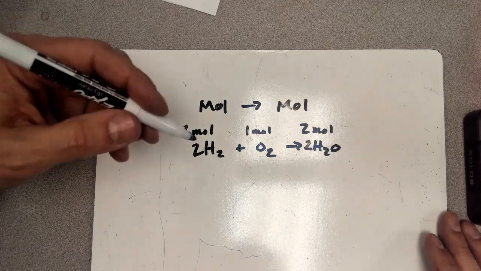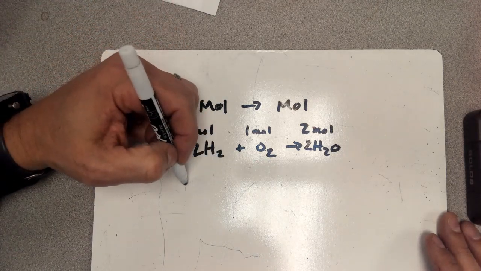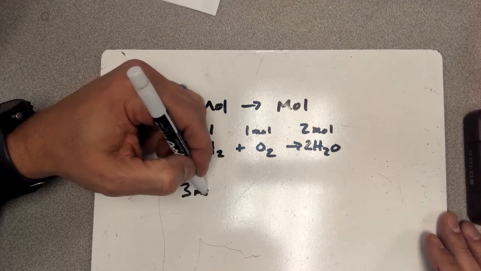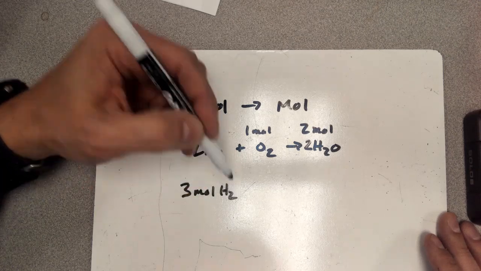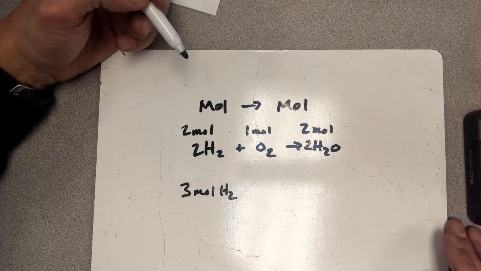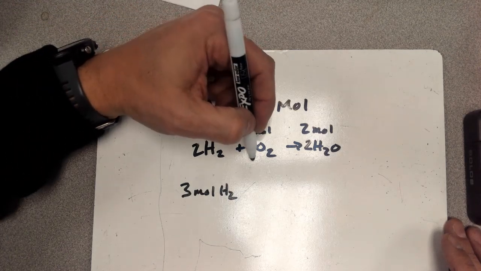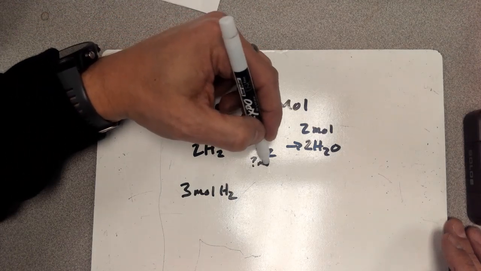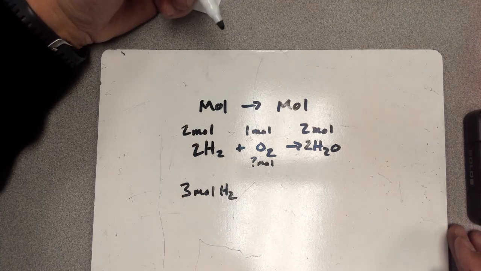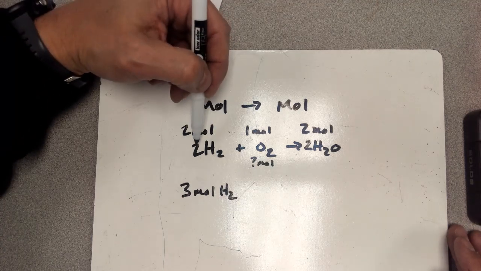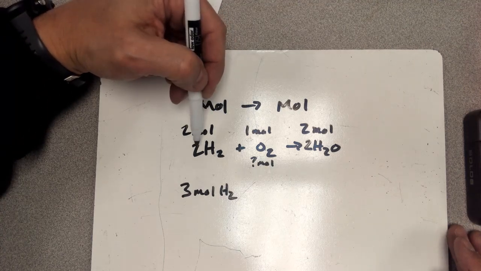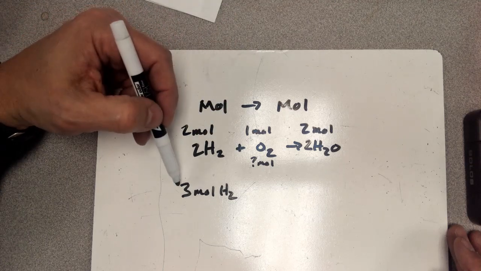So let's just say, for example, that I tell you that I have 3 moles of hydrogen. And what I want to know is how many moles of oxygen do I need? So I'll put a little question mark here saying I don't know how many moles I need of that. So if you just look here, this is twice as much. You should probably be able to figure out, if this is twice as much, what's going to be half of 3?